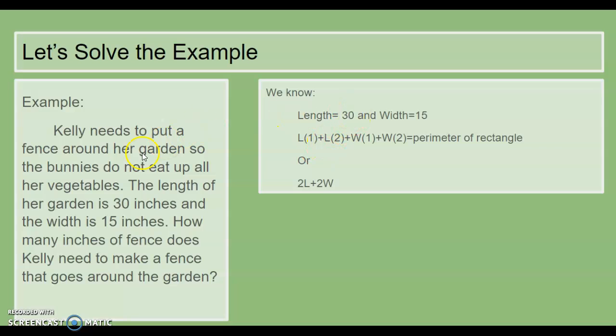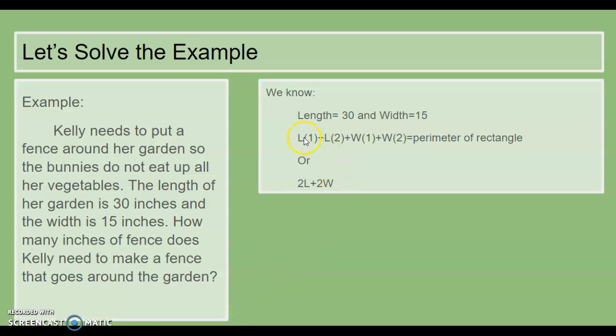We know that 30 is the length because it shows right here. The length of her garden is 30. And we also know the width, which is given. It shows right here. The width is 15 inches. Now, it asks us, how many inches of fence does Kelly need to make a fence that goes around her garden? We are trying to find the perimeter.